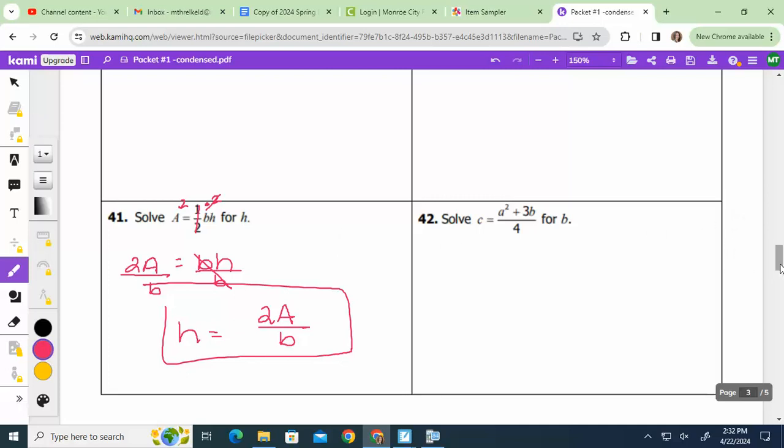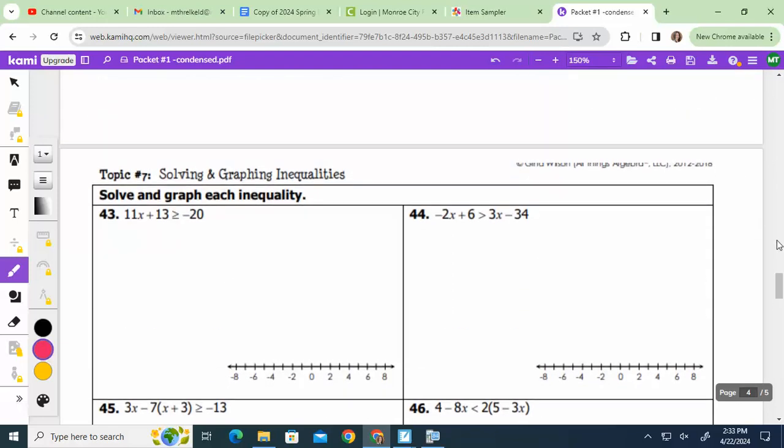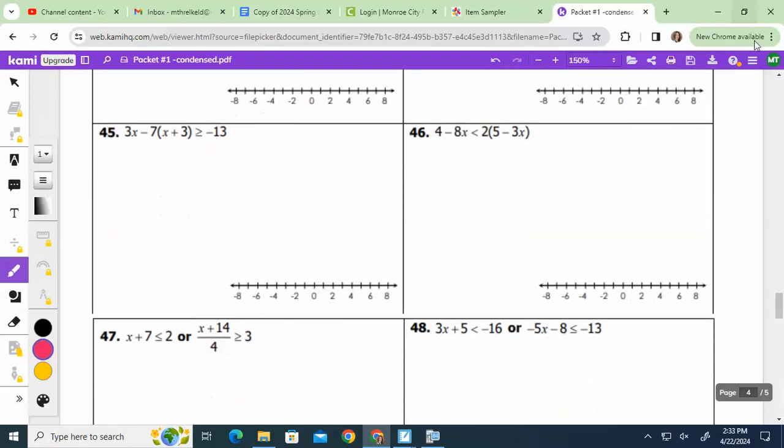Let's go to inequalities. So remember, solving an inequality, it's like solving an equation, except if you multiply or divide by a negative, what happens? The sign flips if you multiply or divide by a negative. Alright, so if I looked at problem 45, we started just like solving an equation. So we have this 3x. We have to distribute the negative 7. So minus 7x minus 21 is greater than or equal to negative 13.